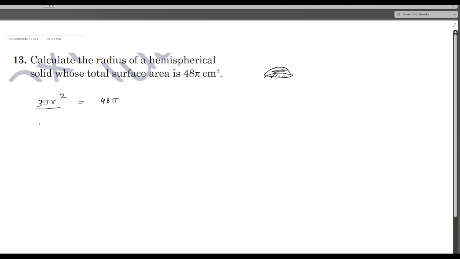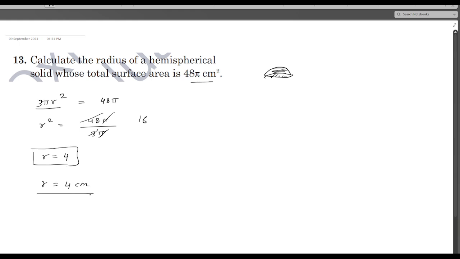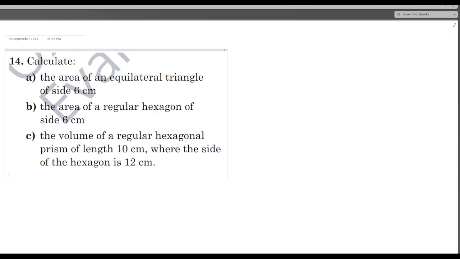So from here we get r square as 48 pi divided by 3 pi. So this pi will cancel, and 3 times 1 is 3, 3 times 6 is 18, so r square is 16 and this gives you r is equal to 4. So calculate the radius of hemisphere. Therefore radius is 4 centimeter.